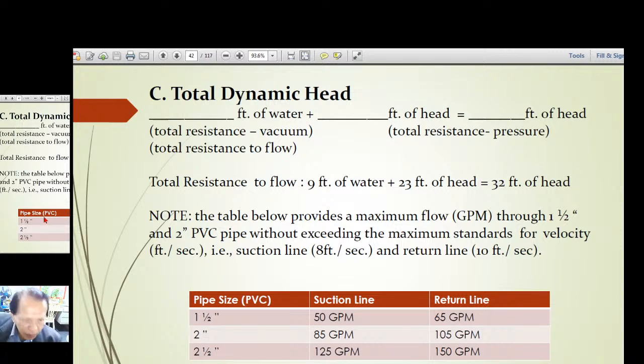So here we have the pipes. For a 1.5 inch pipe, suction is 50 gallons per minute and the return is 65 gallons per minute. For a 2-inch PVC pipe, the suction is 85 GPM and the return is 105 GPM. And for a 2.5 inch pipe, it's 125 GPM and 150 GPM. So we were able to compute earlier 26, so it seems like this 1.5 inch pipe is okay.